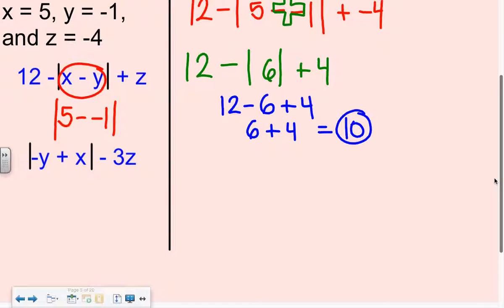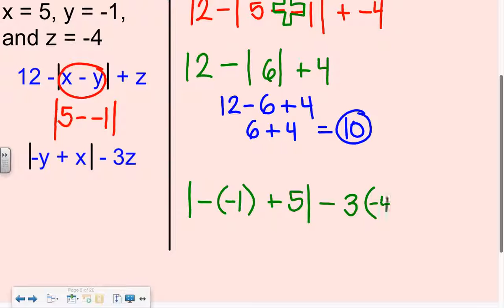Okay. So the absolute value of negative y. Now here's another little bit of a tricky thing. Negative y, well y is negative 1, so I'm going to do minus a negative 1 plus x, which is 5, minus 3 times z, which is negative 4. Again, I see a minus a negative, so I'm going to change it into a plus. So instead of this being minus a negative 1, it's positive 1.